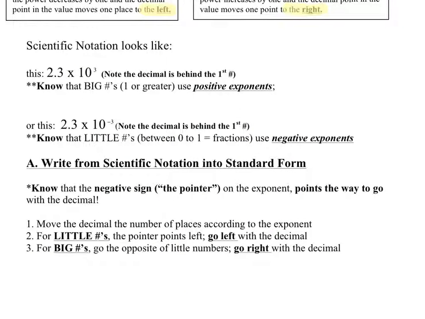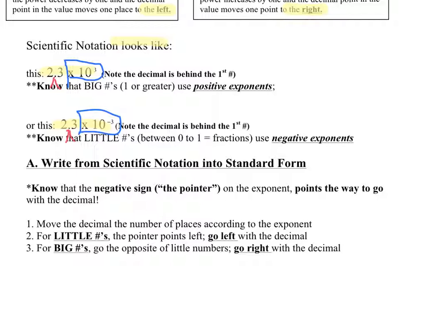Scientific notation looks like this or this. It always has the decimal right behind the first number. And it always has a times 10 to the power of something, with the negative power meaning that it's a fraction, and the positive power meaning it's a number greater than or equal to 1.